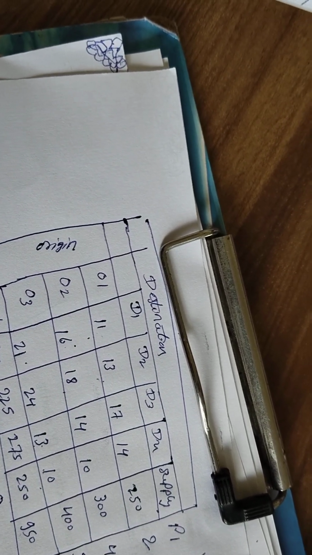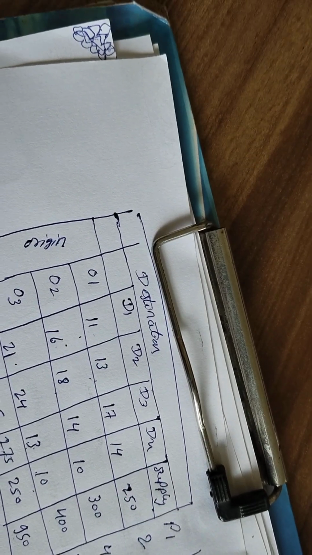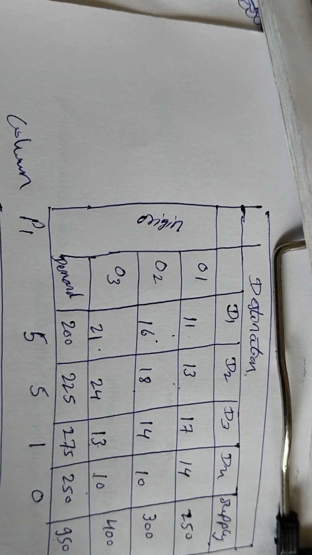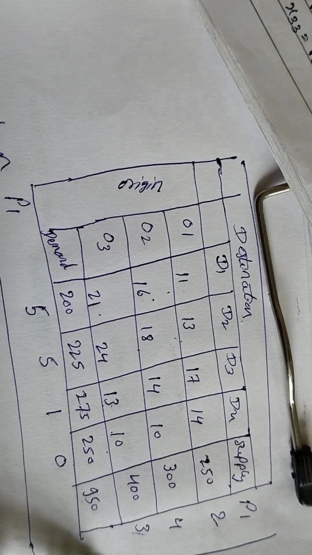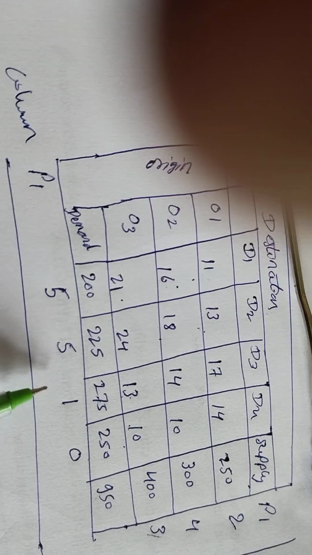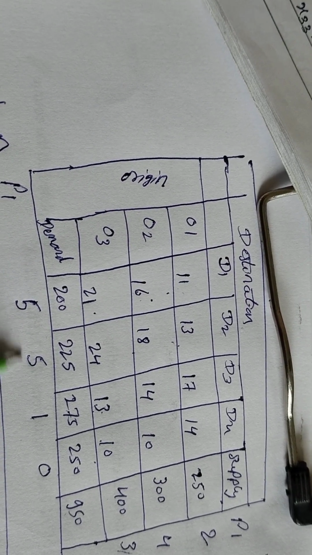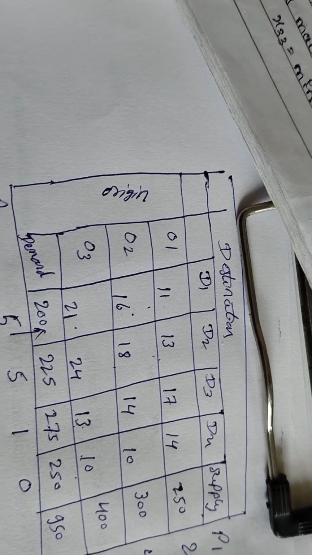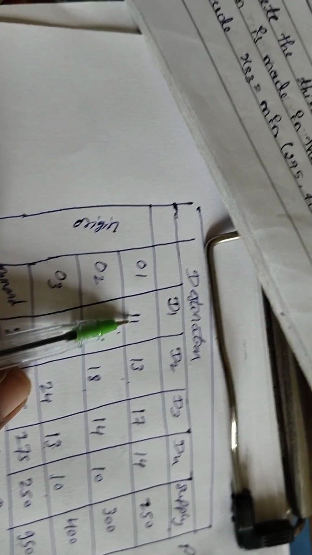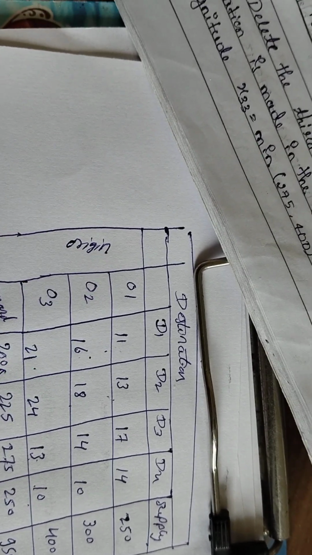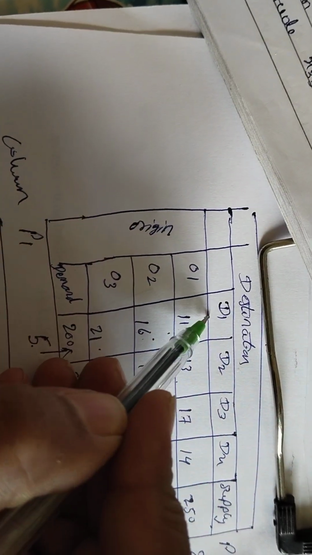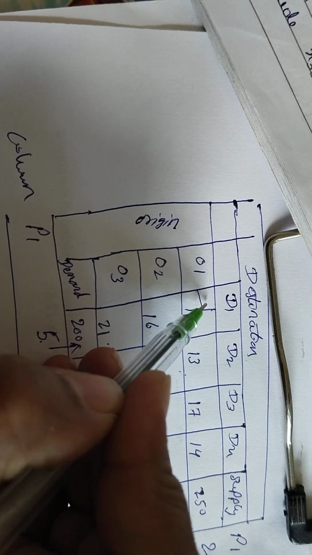Now, after finding the penalties, you have to select the maximum number present in the penalty rows and columns. Throughout this row and this column, the maximum value is 5. So two 5s are there. Any one 5 you can select. Okay. So this is the penalty. In this column, whichever number is least, you start allocating from that cell. In this column, the least number is 11. So allocation is started from this cell.